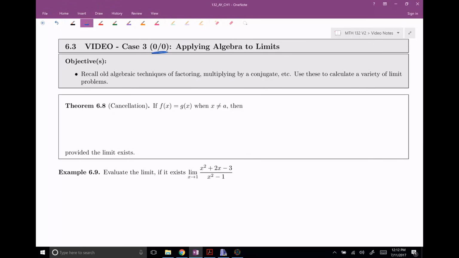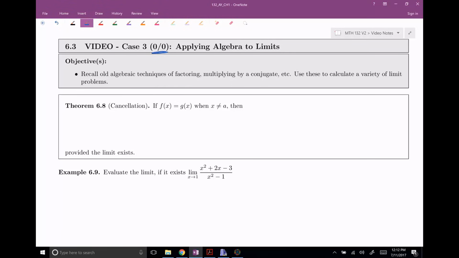So the objective, right? We're going to go ahead and recall some old algebraic techniques, which seemed just like punishment back then, but they actually have wonderful uses, right? So things like factoring and multiplying by a conjugate. We're going to use these then to calculate a variety of limit problems.